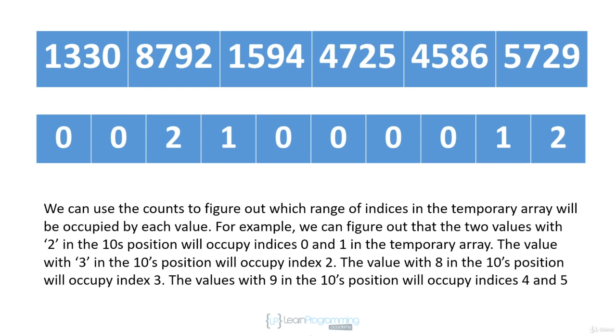Then we have one value with a 3 in the tens position, so we know that'll go into position 2. We don't have any values with 4, 5, 6, and 7, but we have one value with an 8, so we know that's going to go into position 3. Then positions 4 and 5 are going to hold the two values that have a 9 in the tens position. Because we know how many values we're sorting, and because we know how many of each value have a specific digit in their tens position, we can figure out what range of positions the values with a specific digit in the tens position are going to occupy.